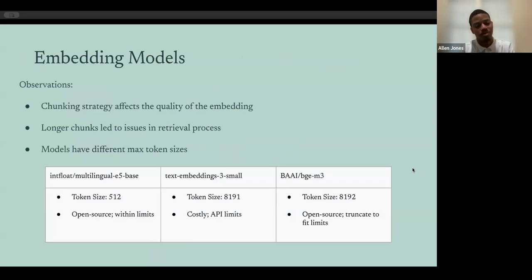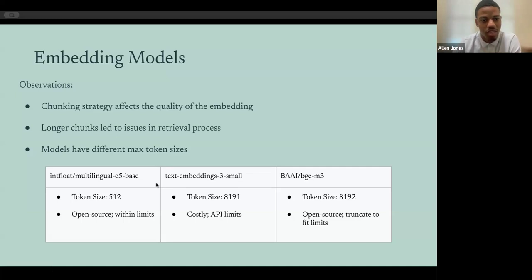So these are some of the different embedding models that we worked with and experimented with. Some of the things that we realized was that chunking strategy affects the quality of the embedding. For example, bigger chunks led to issues in the retrieval process because the LLM is trying to go through a large chunk of text, and it's harder for it to sift through. So instead of giving the answer to what is NSI, it'll say, I don't know, even though the answer is right there, because it wasn't similar enough.